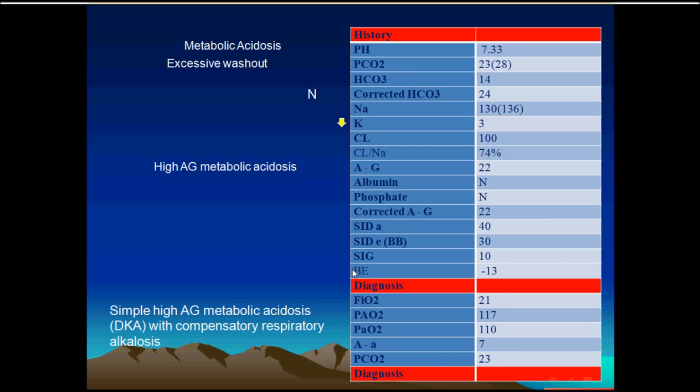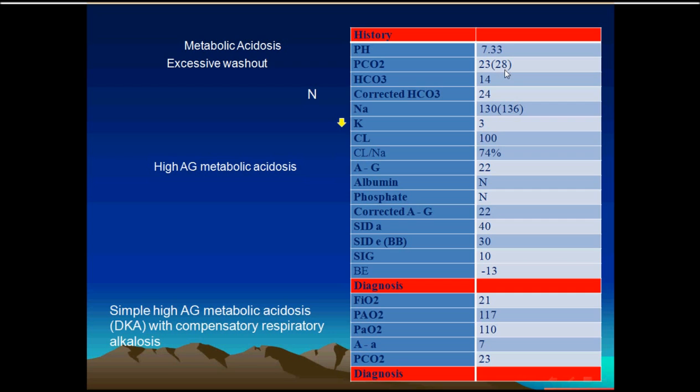When you come to the lung, the patient was on room air. His oxygen was normal. When we calculate the alveolar oxygen, 117 minus the arterial oxygen, the alveolar-arterial gradient is 7. So there was no problem with the oxygenation of the patient. But what happened for this patient? This is a partial emission of carbon dioxide here.